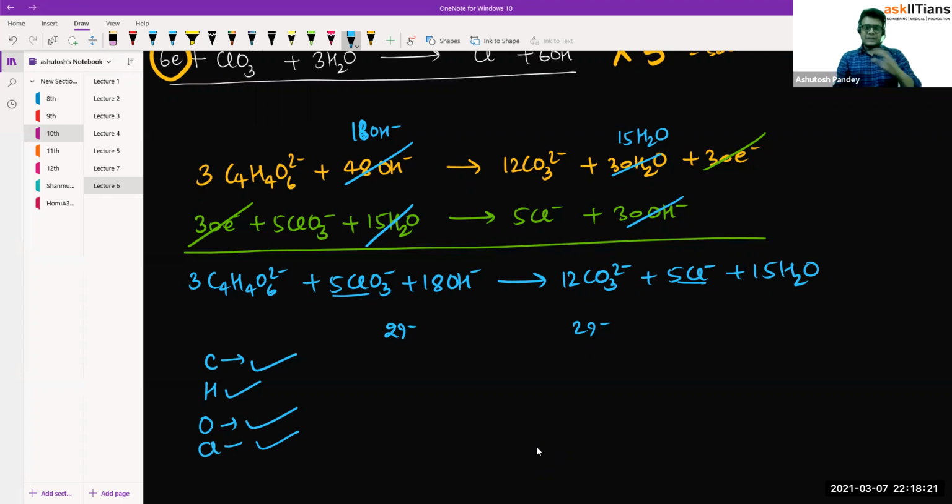Now the same reactions we can also balance with the help of the oxidation number method, which we will learn in higher classes, in 11th class. So this is all for today. We learned how to balance redox reactions by using the ion electron method, one if the reaction is happening in acidic medium, which we learned in the previous lecture, and if the reaction is happening in basic medium, which we learned today.